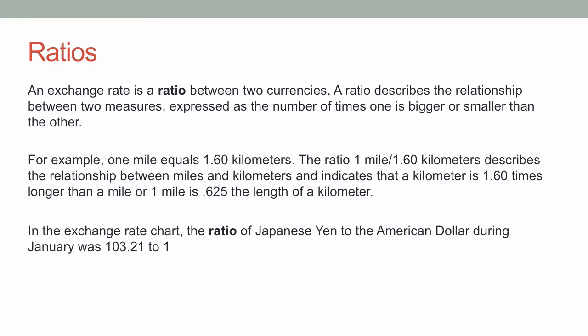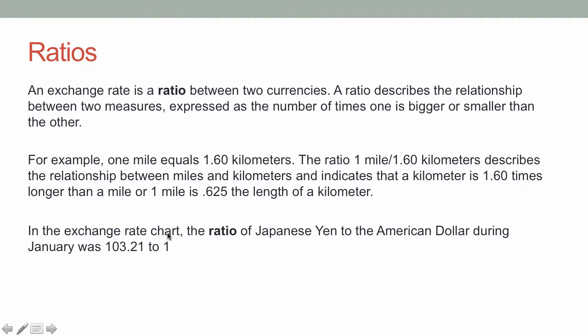An exchange rate is simply a ratio between two currencies. A ratio describes the relationship between two measures, expressed as the number of times one is bigger or smaller than the other. For example, we're used to 1 mile is about 1.6 kilometers. So we would say the ratio is 1 mile to 1.6 kilometers. We can write it as a fraction. It describes the relationship between miles and kilometers and indicates that a kilometer is 1.6 times longer than a mile, or 1 mile is 0.625 the length of a kilometer.